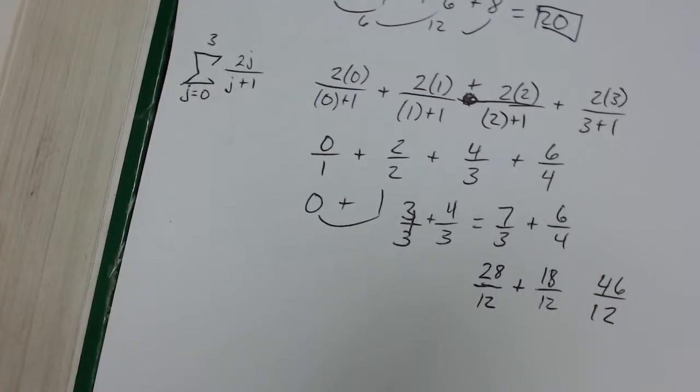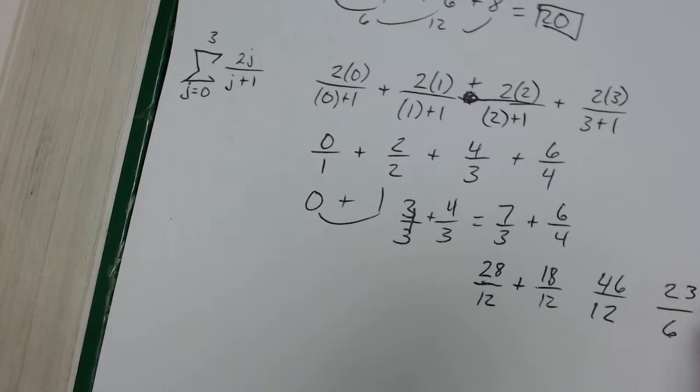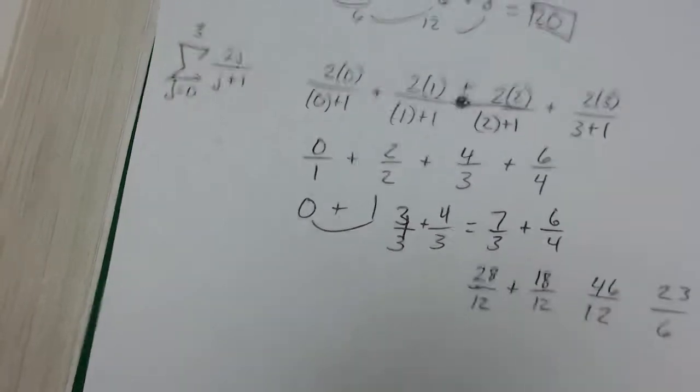And can that be reduced? It can. They can both be divided by 2. That gives me 23 over 6. And that would be my final answer, 23 over 6.